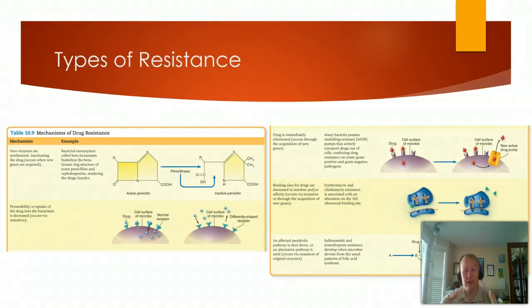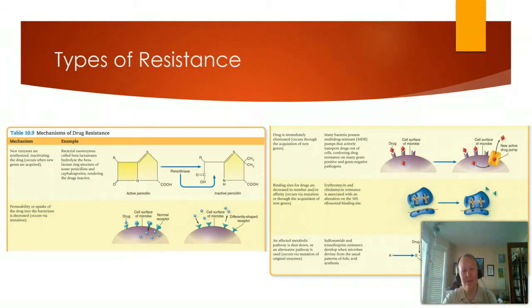The next one is, let's say it gets all the way into the cell and it reaches its target, and if we're targeting the ribosome like in this picture, the target is no longer present. So the cell stops making that target and has modified the way that that target looks so that the drug can't bind to it. And then the last type of resistance, this is my personal favorite, the drug shuts down, they come up with another pathway to just work around it.